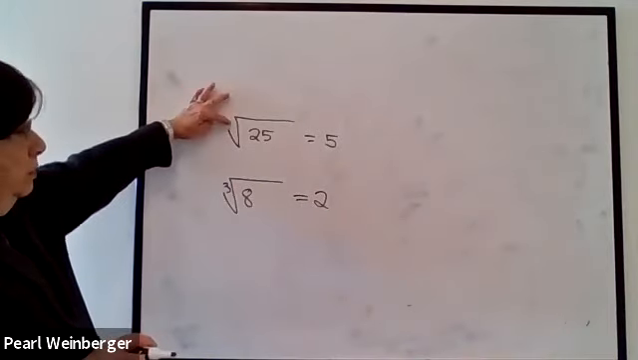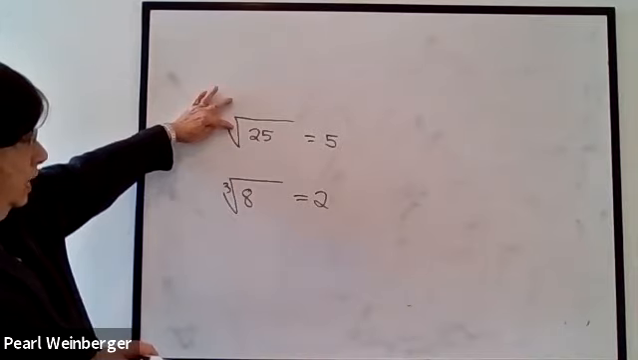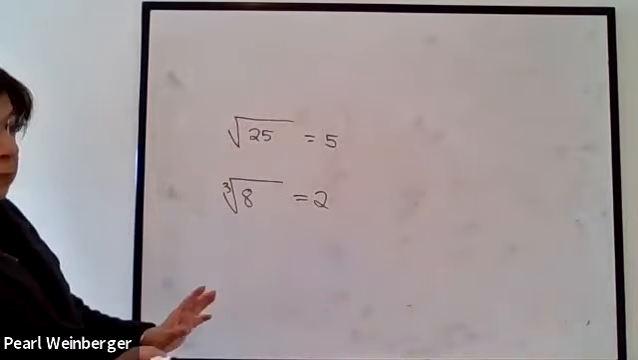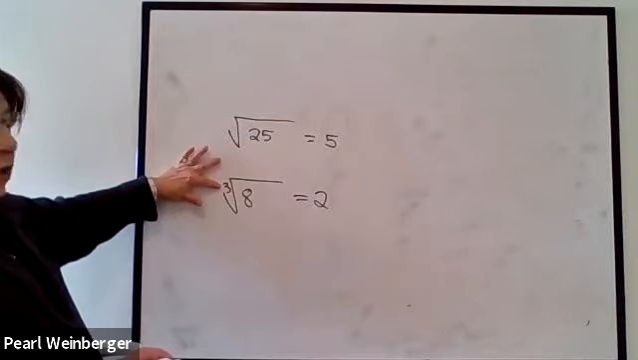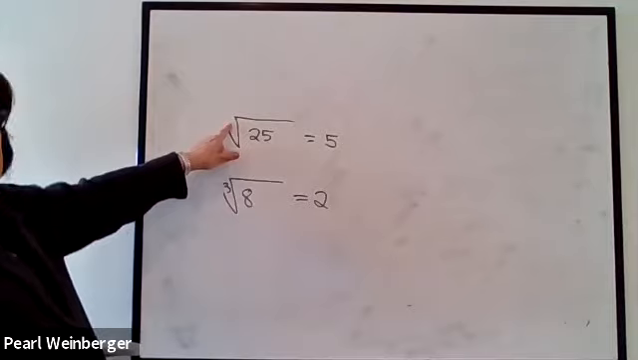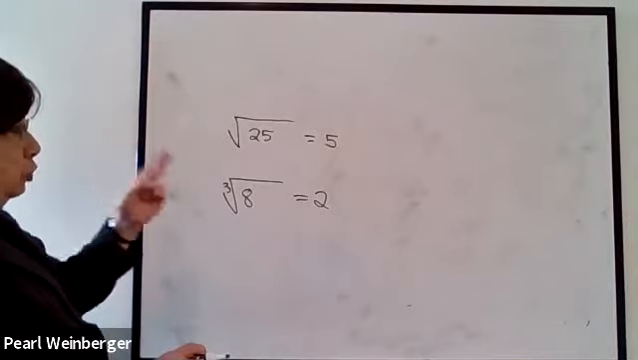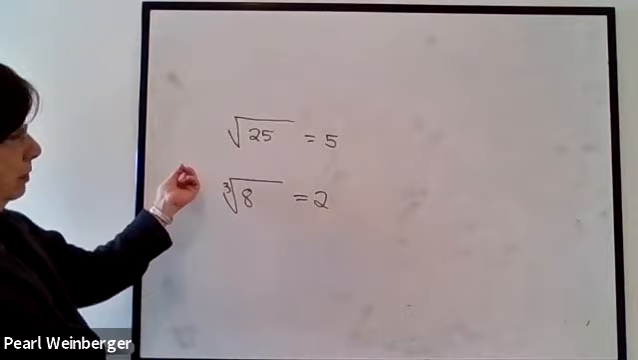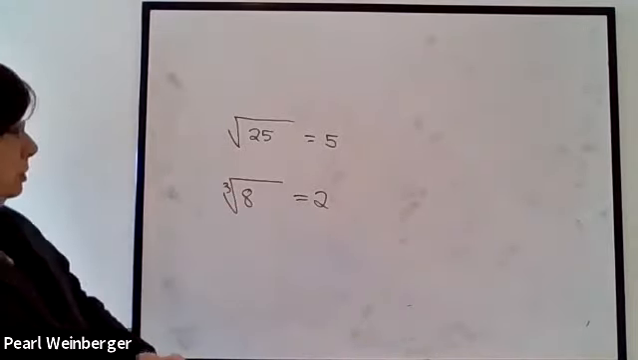Notice when there is no number written in the check mark, it's understood to be a plain square root. This number is actually called the index of the root. Here the index is 3. Here, when no index is written in, it's understood to be 2. You're looking for 2 numbers that multiply to 25. Here you're looking for a number that you use 3 times that will give you 8.